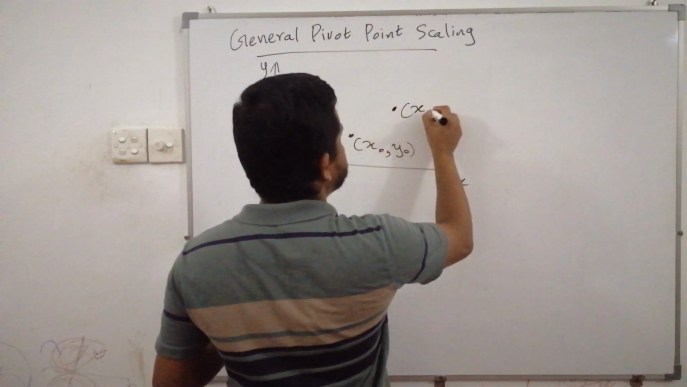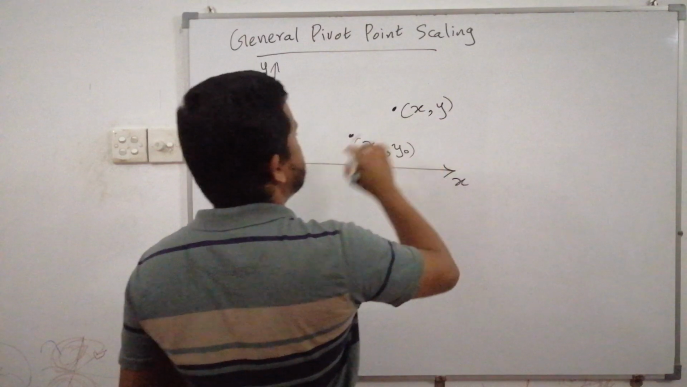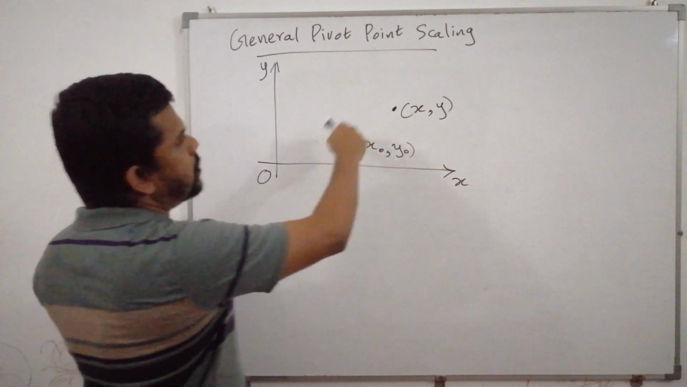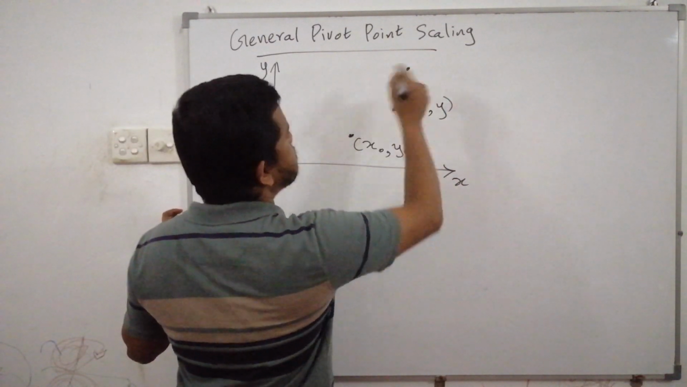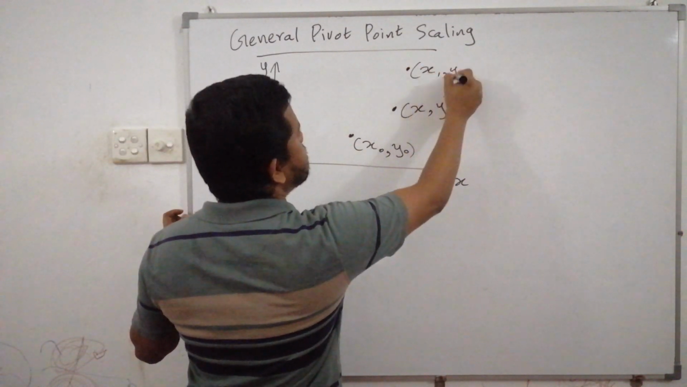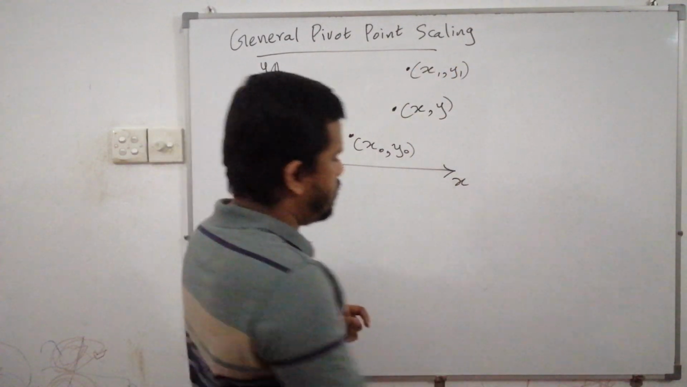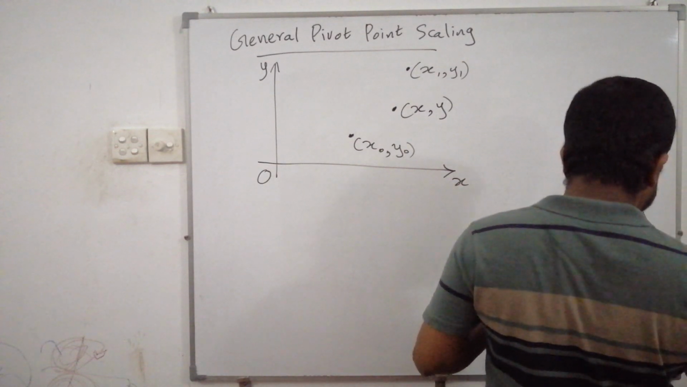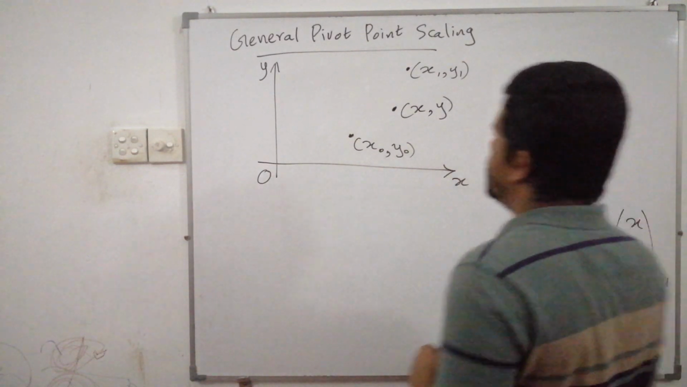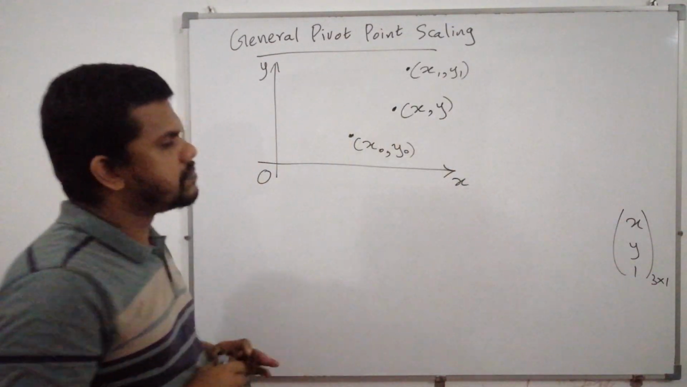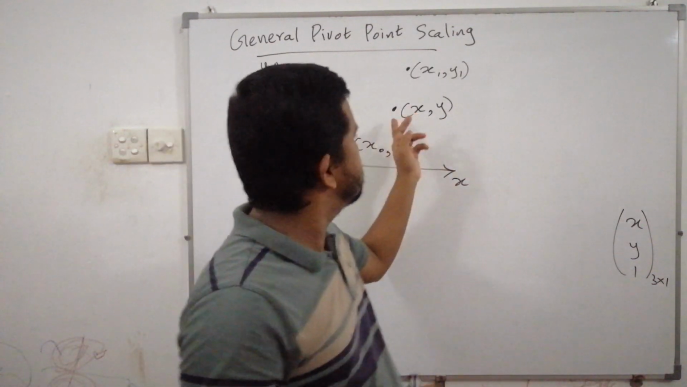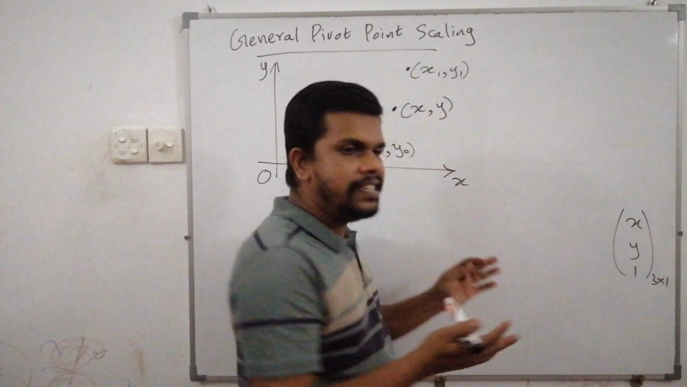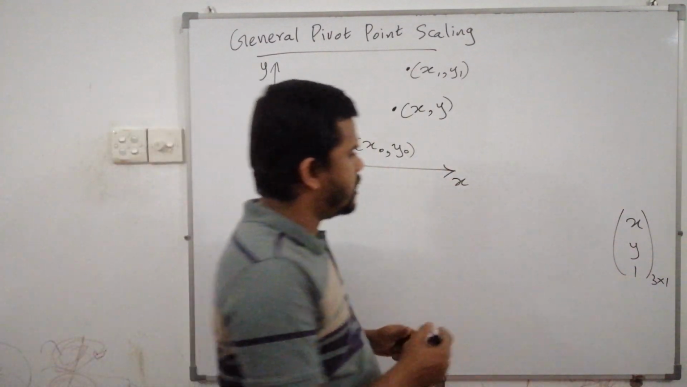So we have this point, and we have to scale it with respect to this point. Let's say it goes somewhere here after scaling. This is what we have to compute. Now here we have x, y, 1, a 3 cross 1 matrix that represents this point. As in general pivot point rotation, you can understand this.